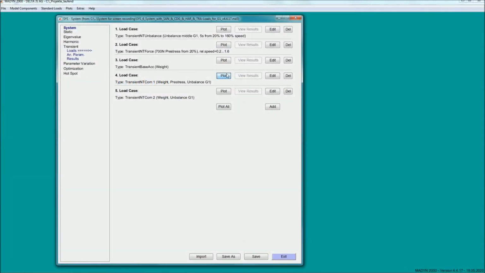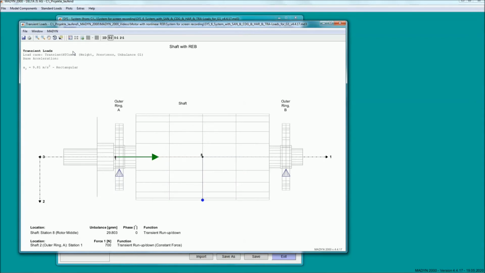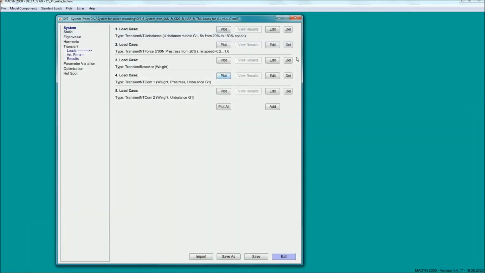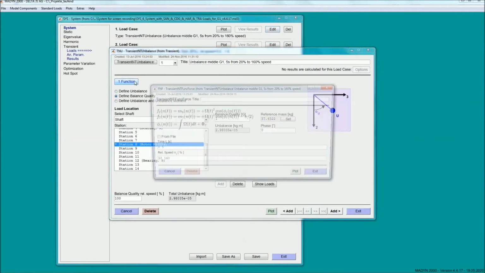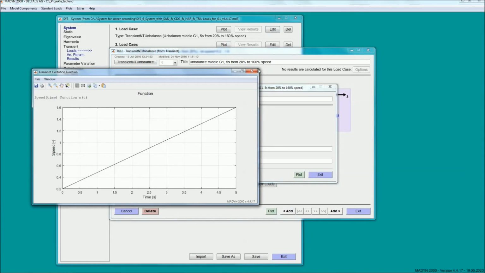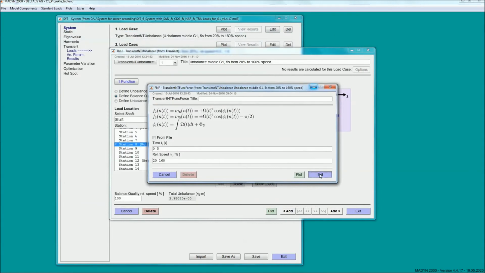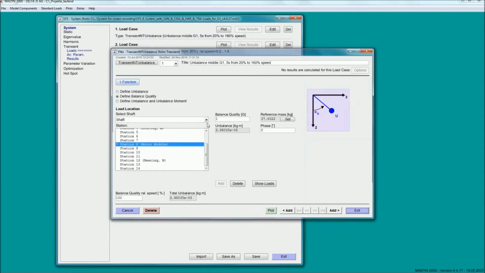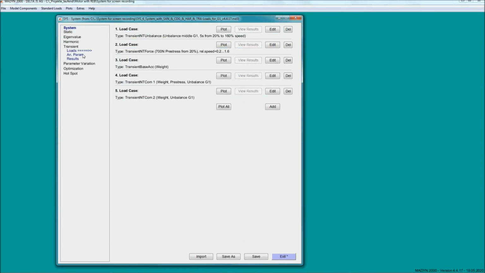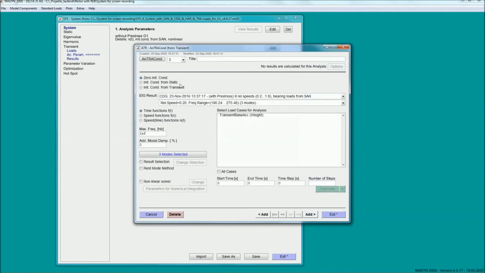For the vibration analysis with nonlinear bearing characteristics, a transient run-up load case that includes all load components must be created. Weight, axial preload, and unbalance are applied simultaneously. The relation between the relative rotor speed and the run-up time is defined with a function. In the analysis GUI, the initial condition at the start of the transient run-up can be specified.